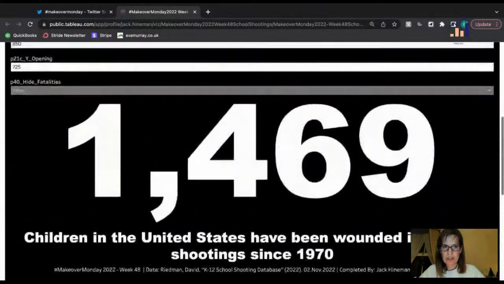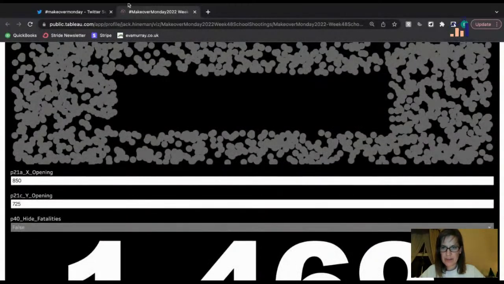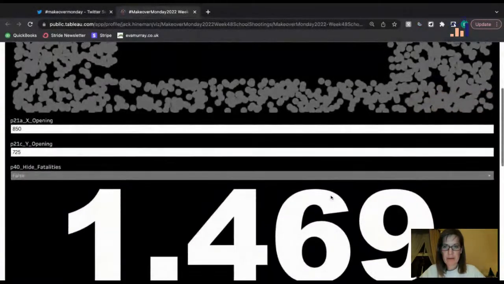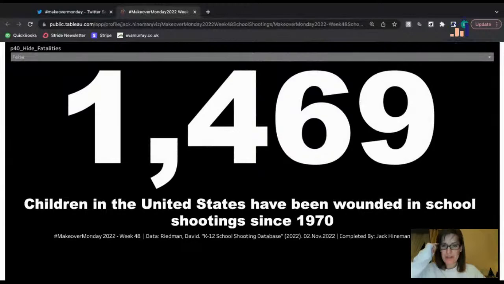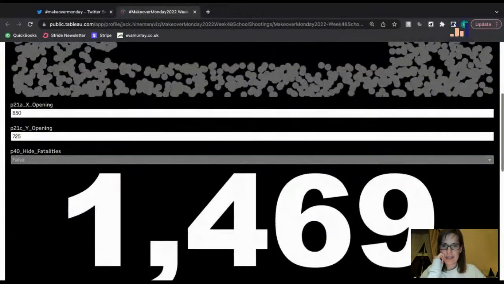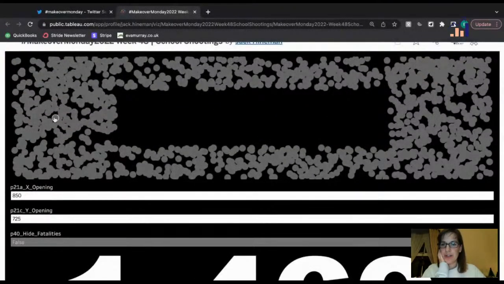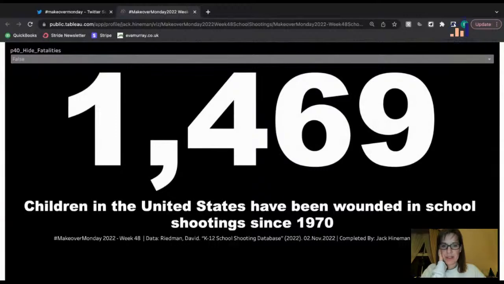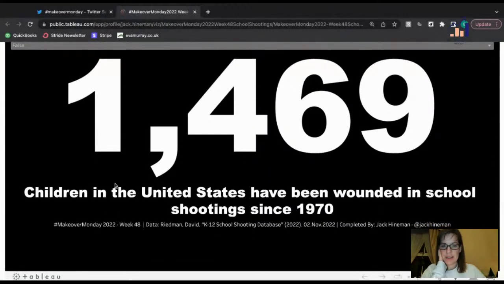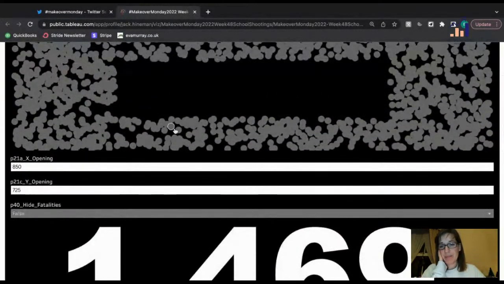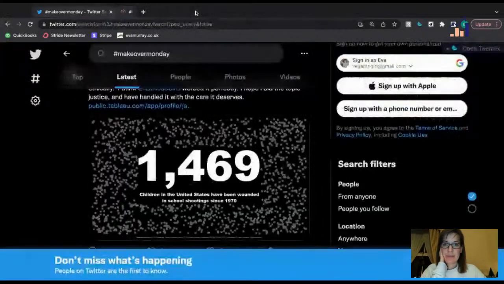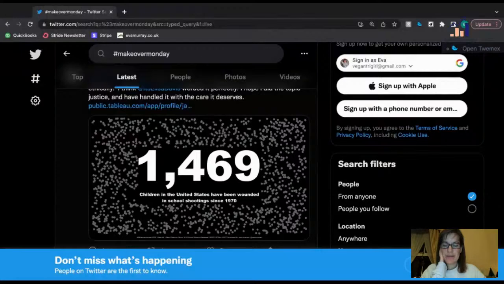This looks slightly odd on my screen because I wonder if that's what it's meant to look like. I don't think so, because you see the image, but then you see how it actually looks on Tableau Public. So Jack, that's probably the key feedback, is to have a look at Tableau Public if that's rendering how it's supposed to. So it looks like the 1469 is supposed to be in the middle of those dots. And I imagine that every single one of those gray circles is a person who has lost their lives. So it's almost 1,500 children in the US have been wounded in school shootings since 1970. Basically, a big number to convey a very important and very tragic and sad message. So from the image that I see on Twitter, that looks all good, but the version on Tableau Public looks strange.